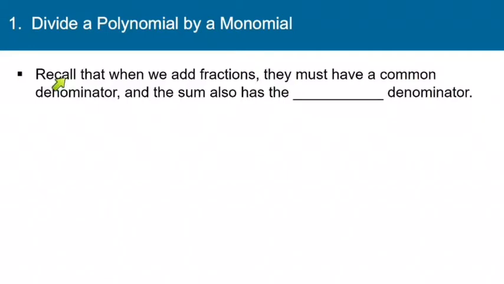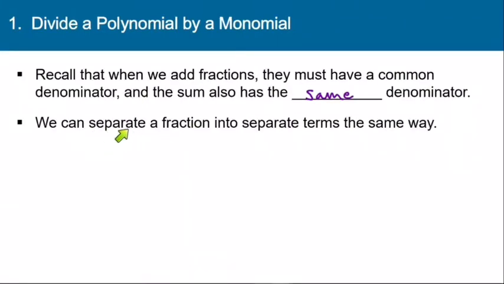Now, since we're going to be working with fractions, remember that when we add fractions, they have to have a common denominator, and the sum also has to have the same denominator. And we can use the same logic to separate a fraction back into separate terms. So for example, if we have a fraction that's a plus b, all divided by c, we can write this as two separate terms by saying a over c plus b over c.